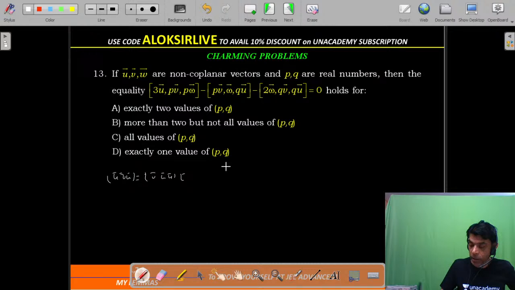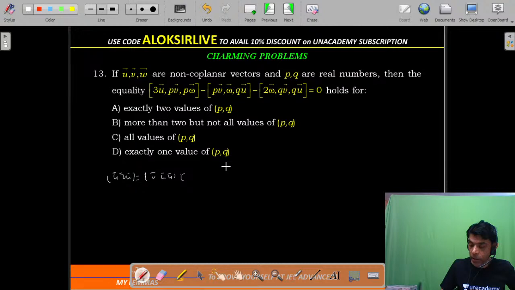So this is U cross V dot W, not this is UVW. So that tells you that the cyclic order UVW is VWU is WUV. So they are the same numbers given. So 3p square comes out, times UVW comes out, minus PQ comes out and VWU comes out. But this is the same. Again here minus 2q square comes out.